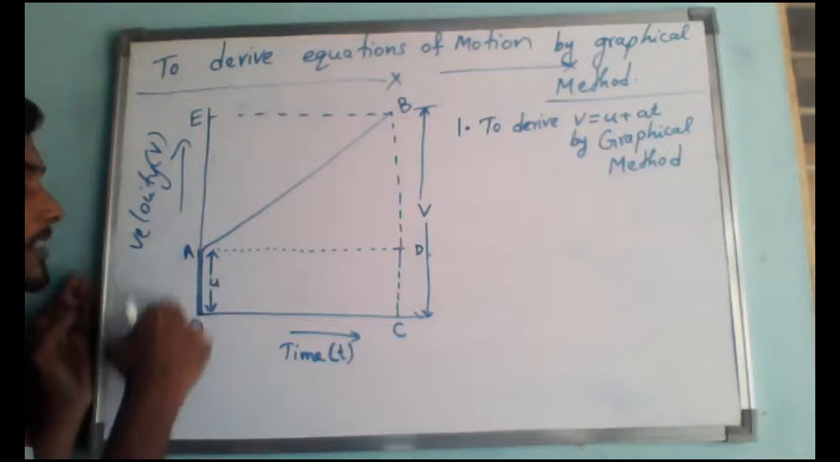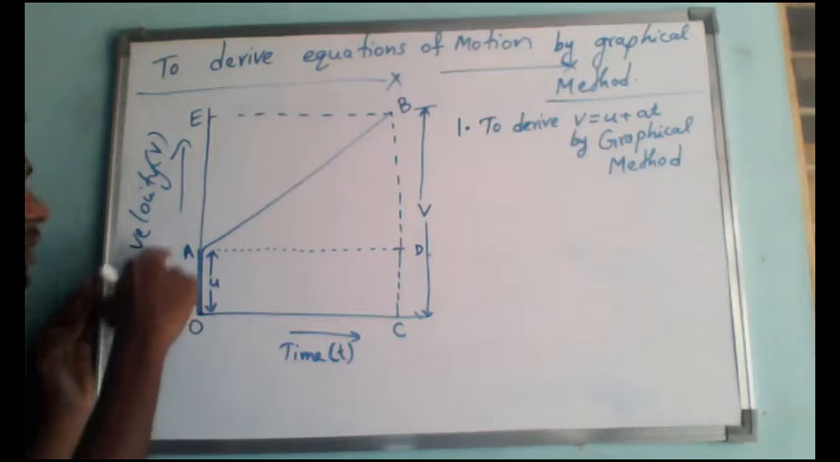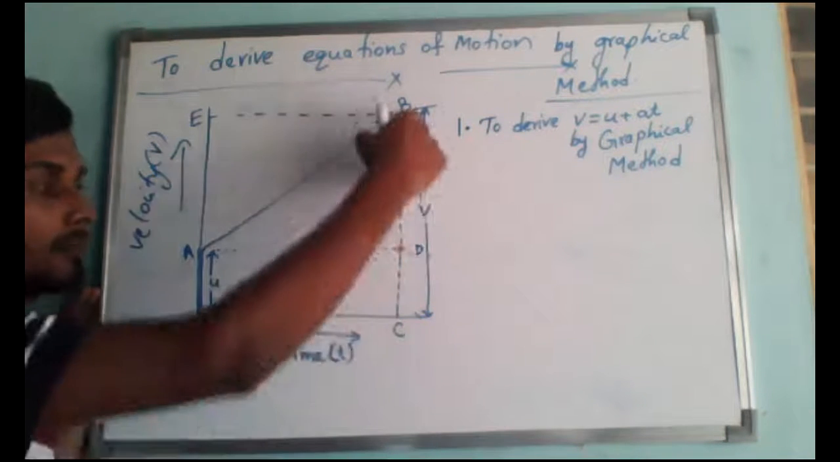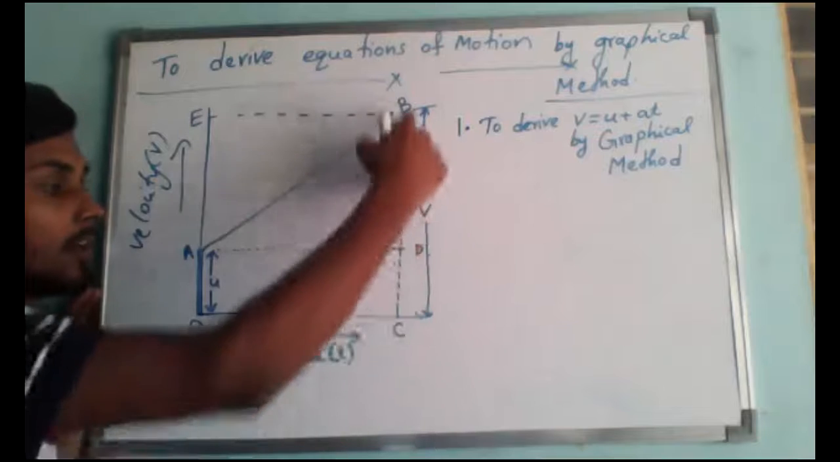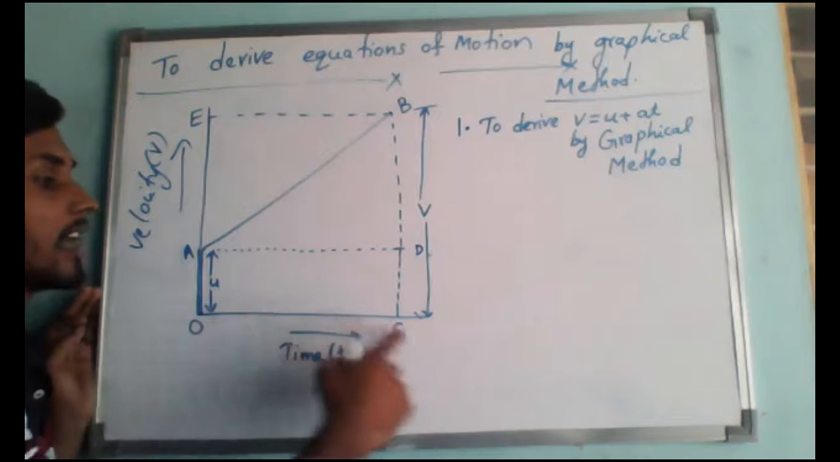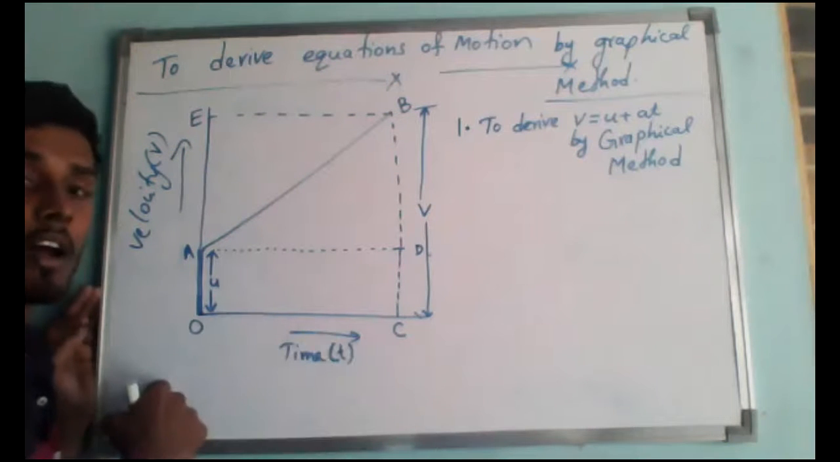So the initial velocity is represented by what? From the graph you tell me. Initial velocity is represented by OA. Like that, the final velocity is represented by BC or CB. Understand? That's all. Now, what represents the time? Time is represented by OC.